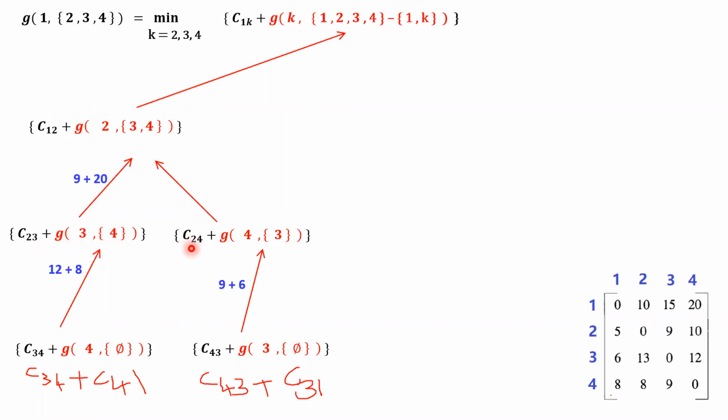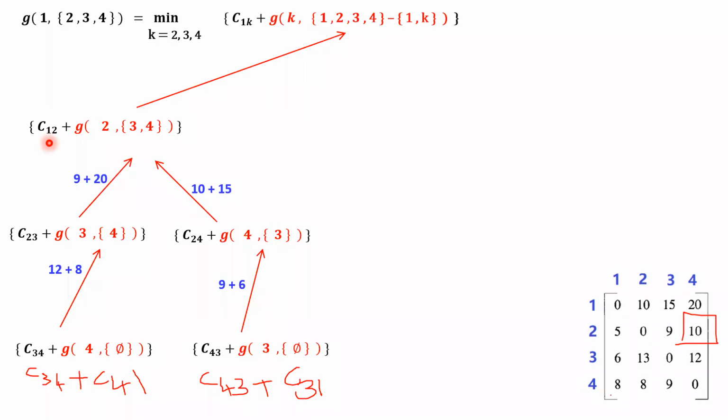Now, this on the right side is C24. C24 is 10. And G of 4, 3, I have found out which is 15. 9 plus 6 is 15. So I'm going to get 10 plus 15. Now, I'm going to calculate this one here.